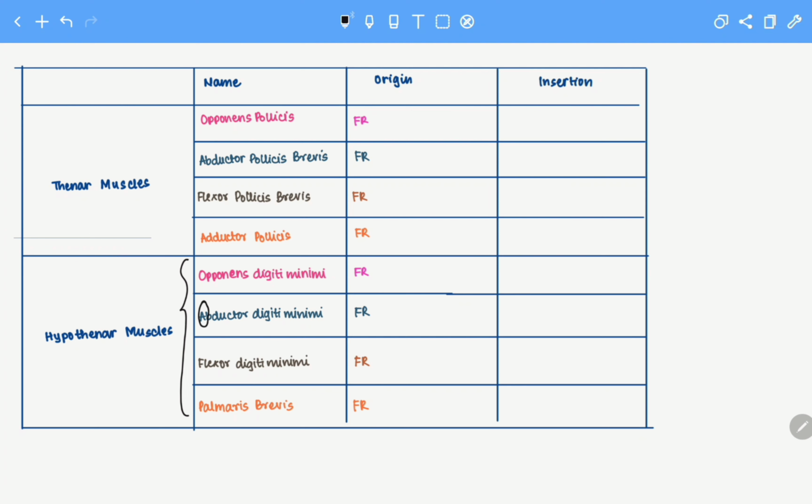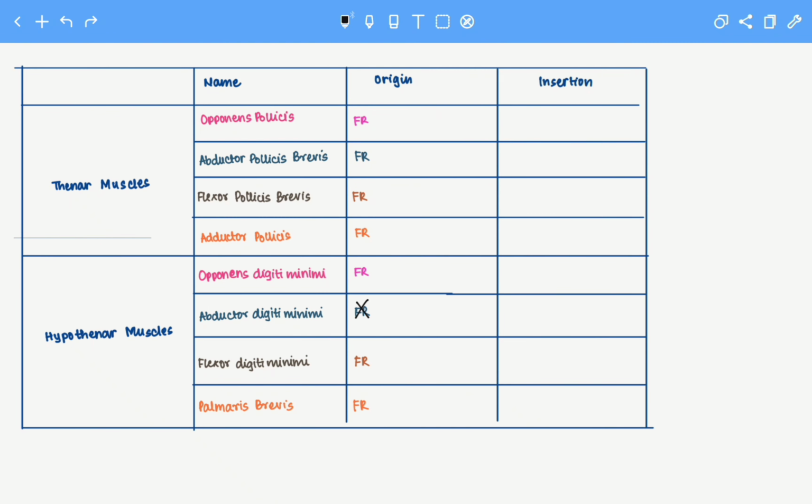And therefore the abductor digiti minimi does not originate from the flexor retinaculum. So we know that the abductor digiti minimi of the hypothenar muscles does not originate from the flexor retinaculum. Now there is one thenar muscle as well which does not originate from the flexor retinaculum.